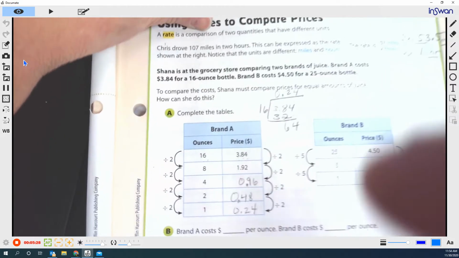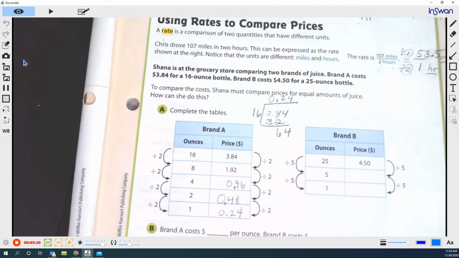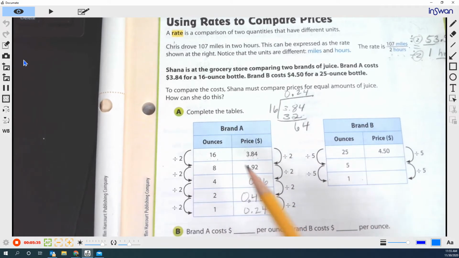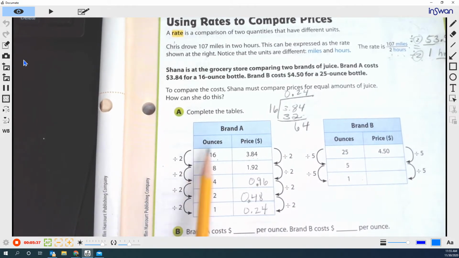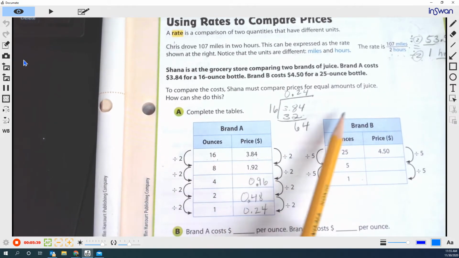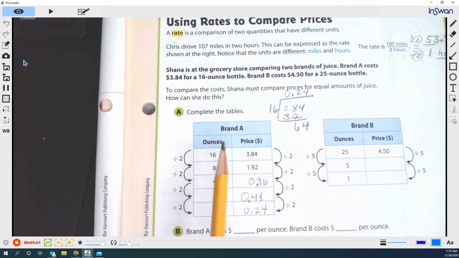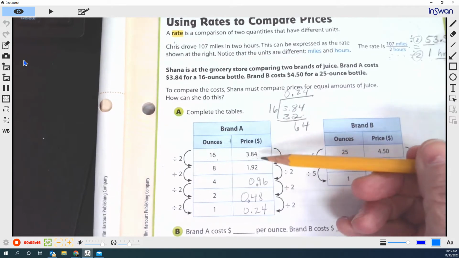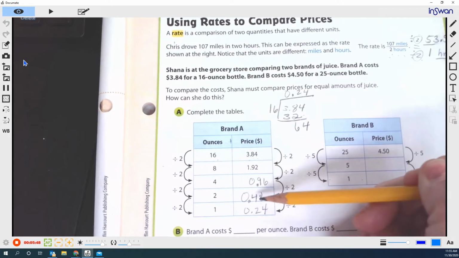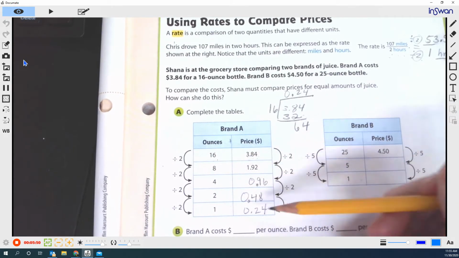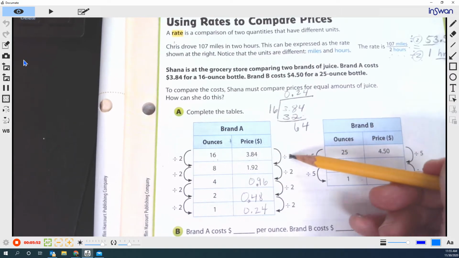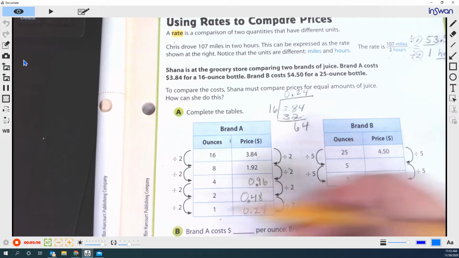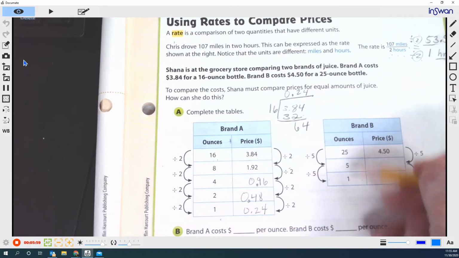Now, on this one, I've already done one of them, but that's because I used the book as an example for somebody. But I want you to look at where they're comparing the cost for equal amounts of juice. Now, this is one brand of juice. This is the second brand of juice. You could find the unit rate and then multiply it times each value, or you could do the same thing here. They divided both sides all the way down until they got to 1. Here you could do the same thing.